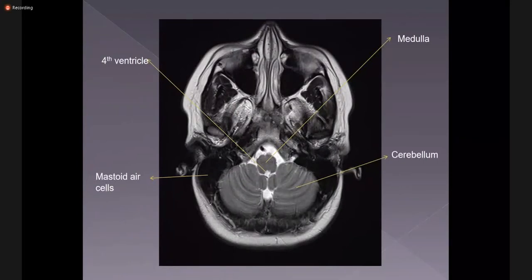When we start the MRI brain, it starts from the base of the skull up to the vertex normally. So this is the base of the skull, this is the medulla, and these are the cerebellum. And this is the fourth ventricle, and in front of the medulla there is a prepontine cistern in which there is a basilar artery. These are the mastoid air cells. Air always appears black in MRI, whether it is present in the mastoid air cells or in the sinuses.